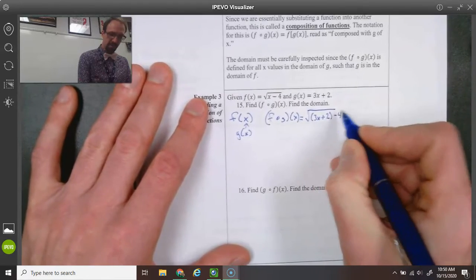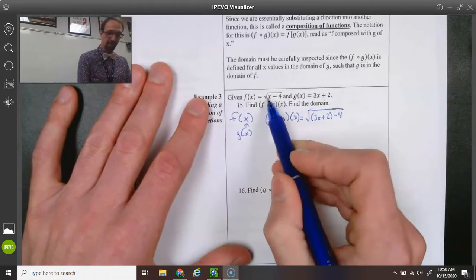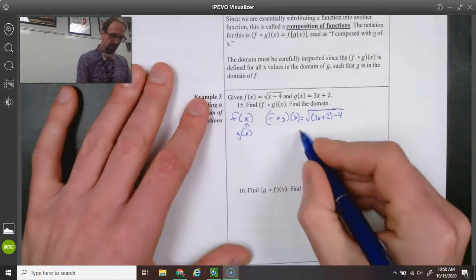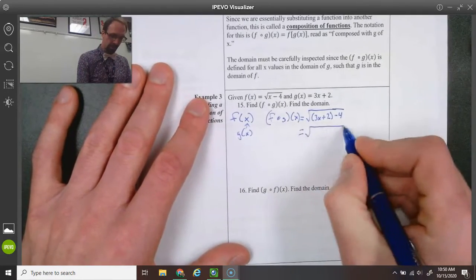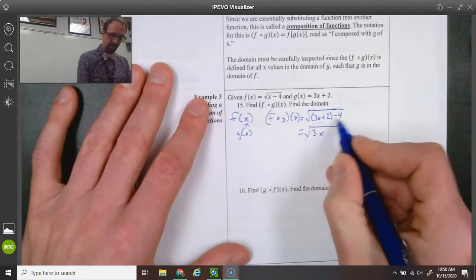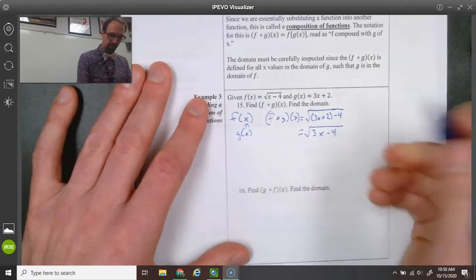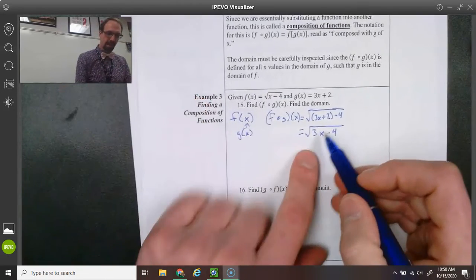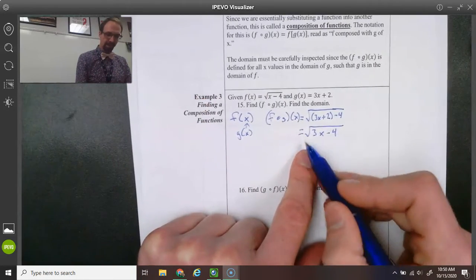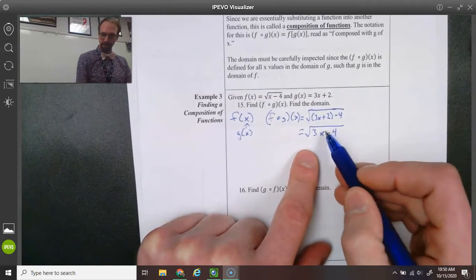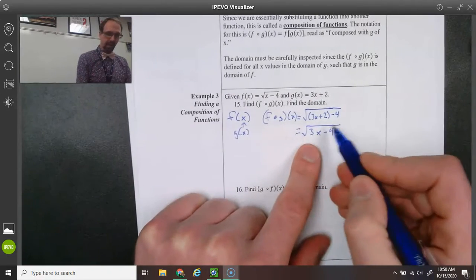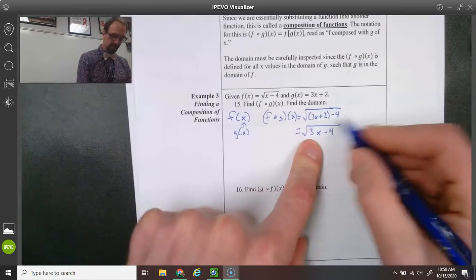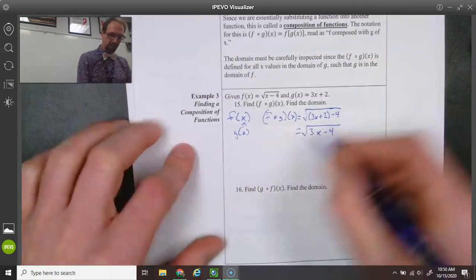For this particular problem it doesn't affect it, but if there was a coefficient with this x here, it would, and I would need to distribute or multiply there. So I can now drop the parentheses, and I have 3x plus 2 minus 4, which is 3x minus 4. This says find the domain. So for the domain, you need to find the domain of this part right here.